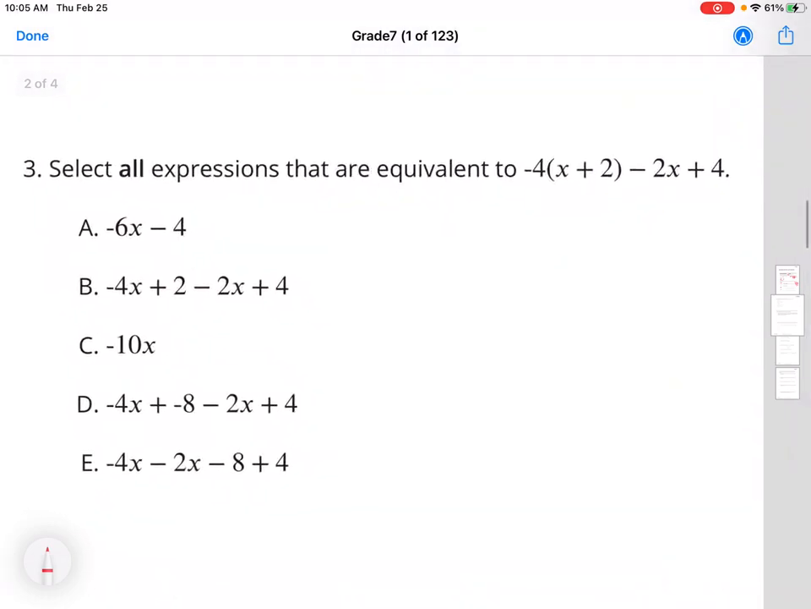Number 3, select all expressions that are equivalent to negative 4 times x plus 2, minus 2x plus 4. So first we need to try to simplify it as much as possible. Since I have a number to distribute, I need to distribute first. So negative 4 times x is negative 4x, and negative 4 times 2 would be negative 8. And then I have minus 2x plus 4.